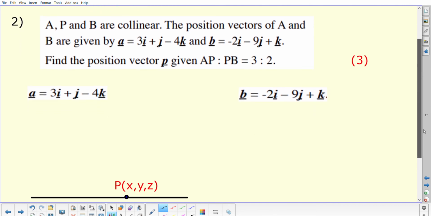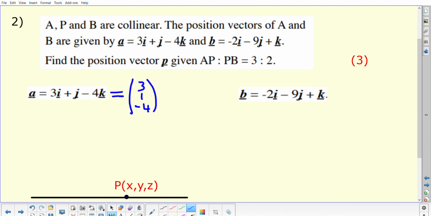So in question 2, the only difference here is that we've been given the position vectors rather than the coordinates of the point. But again, it is about dividing the line. But of course, if you're given the position vector, you should be able to write down the position vector in terms of its components. So i direction, that would be your x. j direction, remember, is your y, so the coefficient there is 1. And then the z direction would be the minus 4.